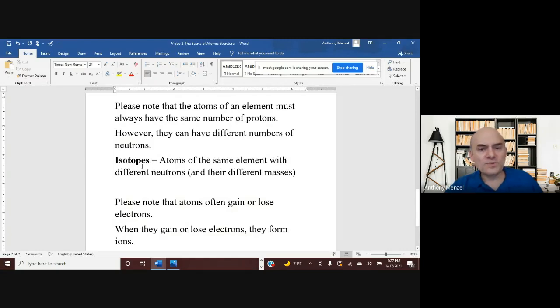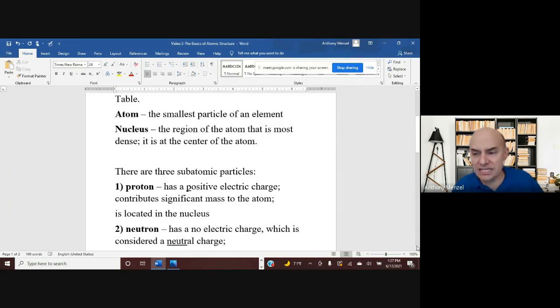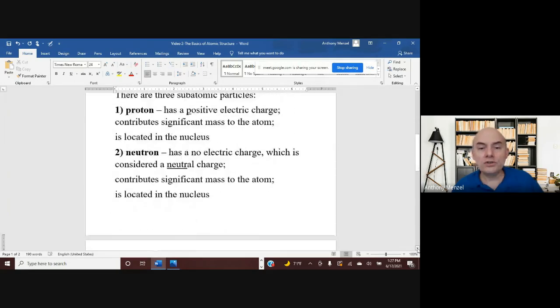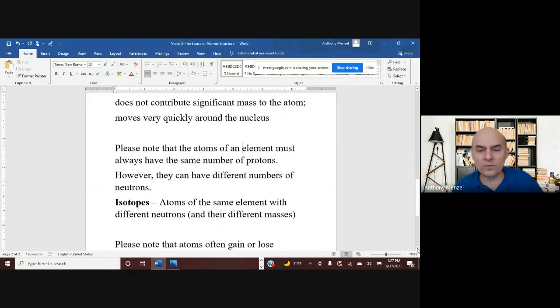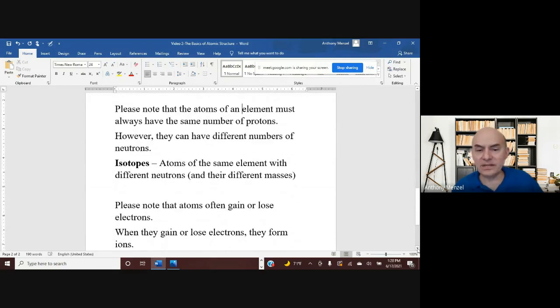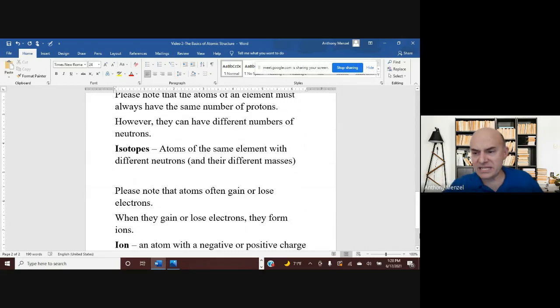When we think about isotopes, isotopes are important because atoms of the same element can have different amounts of neutrons. So if you have a different amount of neutrons, you're not going to change the charge, but because the neutron does contribute significant mass to the atom, you are going to change the mass of that atom. And that's going to be important when we start to talk about mass numbers on the periodic table, which we'll see in the next video. But it's just important to remember protons have to be the same, neutrons can be different. And when they are different, then you have different versions or isotopes of a given element.